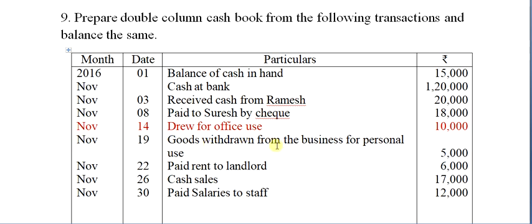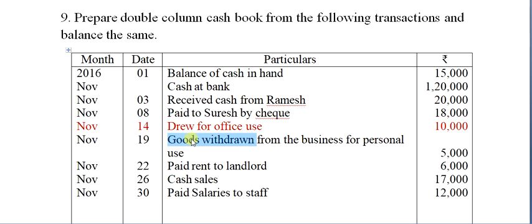November 19th, goods withdrawn from business for personal use 5,000. Here we are not withdrawing the cash, we are not withdrawing through check, that is through the bank, we are withdrawing the goods. So this point is not considered in this question. When we withdraw the goods worth rupees 5,000, I can notice here worth rupees 5,000, but we can't consider it.